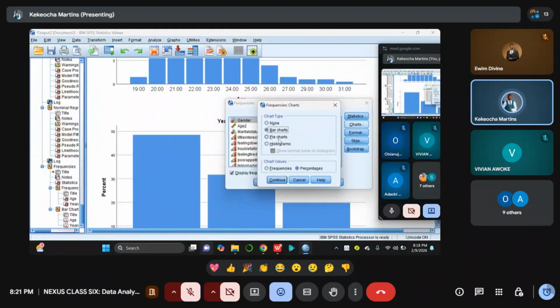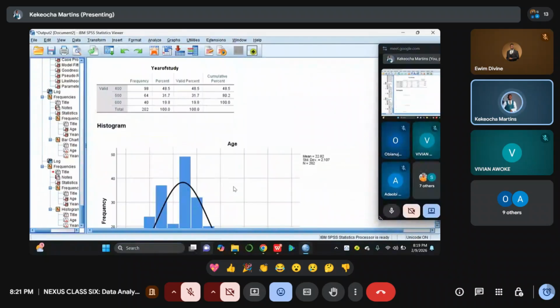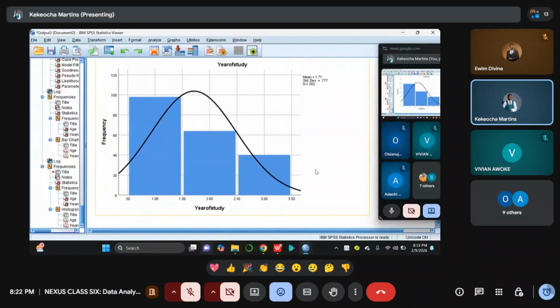You want to see the distribution curve for your age, you choose histogram. Then you click show normal curve. So once you click continue and open, you get your distribution curve. So this is still that same histogram telling us the same thing. You find the outliers towards the right side of your graph to show you that it's positively skewed.